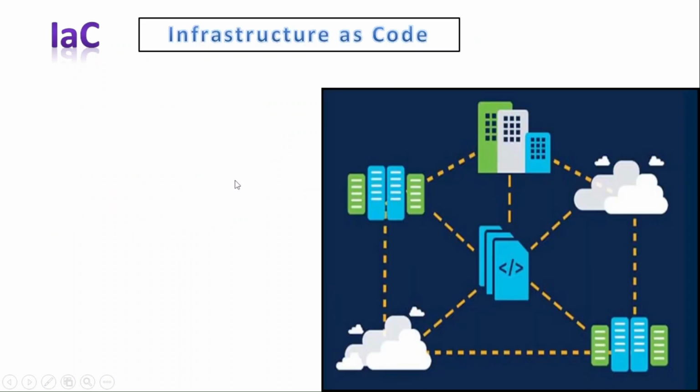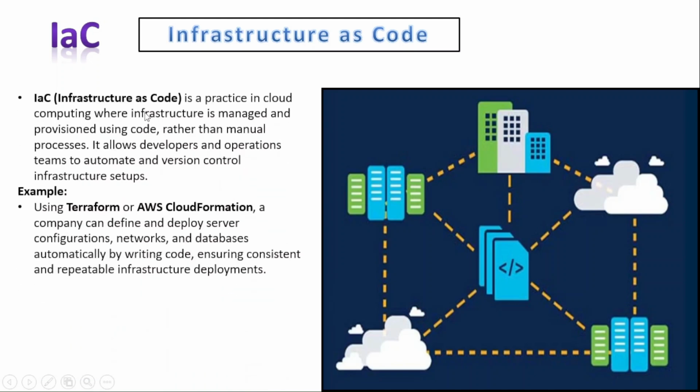IAC, that is infrastructure as code. So IAC, infrastructure as code, is a practice in cloud computing where infrastructure is managed and provisioned using code rather than manual processes. It allows developers and operations teams to automate and version control infrastructure setups. Example: using Terraform or AWS CloudFormation, a company can define and deploy server configurations, networks, and databases automatically by writing code, ensuring consistent and repeatable infrastructure deployments.